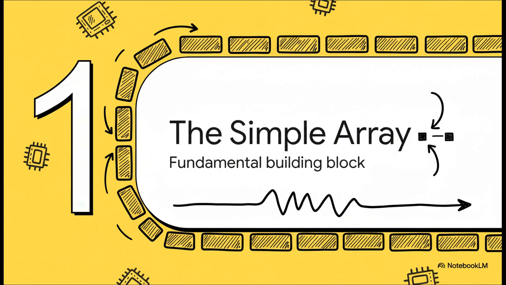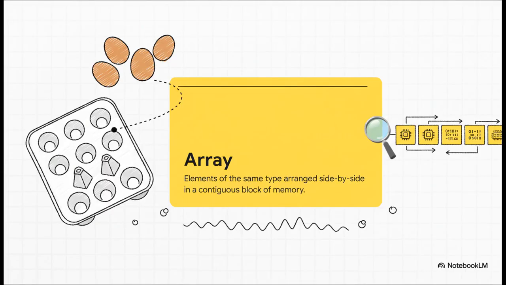And our story really starts with the most fundamental building block for any list you can imagine, this simple array. Okay, so what is an array? The best way to think about it is like an egg carton. Seriously. Each slot is the exact same size. They're all lined up right next to each other in a perfect row, and you know exactly where to find the third egg or the seventh egg, right?